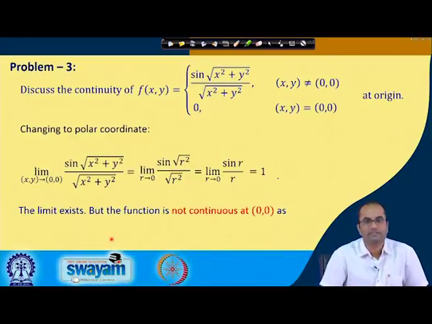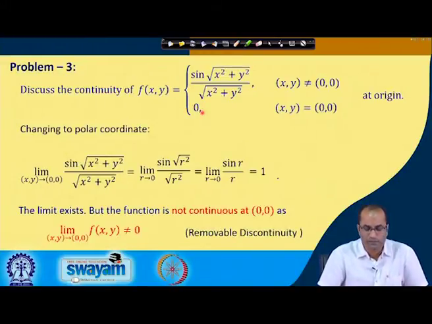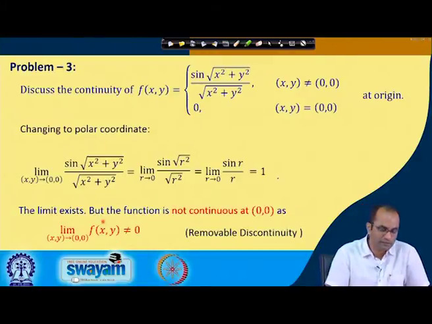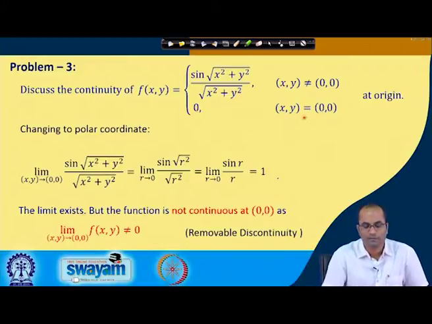So, the limit exists in this case, but the function is not continuous at 0 because this limiting value is not equal to the function value prescribed at 0. This is the case of a removable discontinuity, where the limit exists and the function is defined, but the limiting value is not equal to the functional value at that point. So, this is an example of a removable discontinuity.